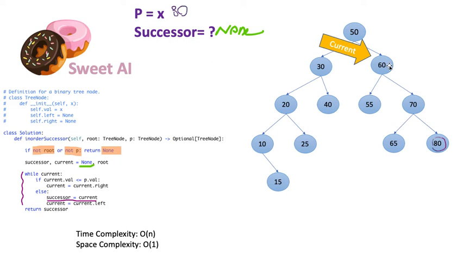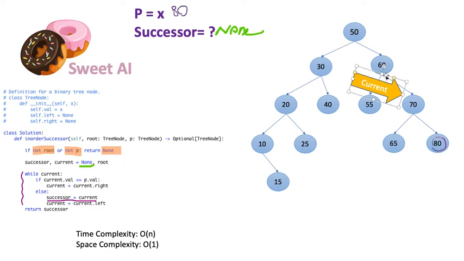And we check 60. Is it smaller or equal to 80? Yes, it is smaller than or equal to 80. So we are not going to update the successor. We move the pointer to the right side of 60, because we know at the right side of 60 the number is bigger than 60. So we compare 70 with 80. Is 70 bigger than 80? No, it is not.